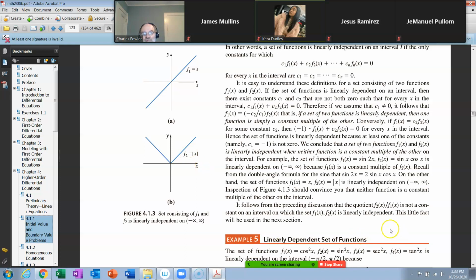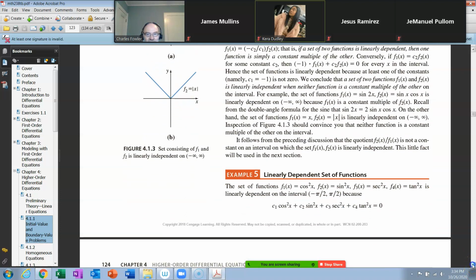Because the quotient of F2 divided by F1 is -x over x for x less than 0, and x over x for x greater than 0. So the ratio would be -1 or +1, could never be both. Now this is a lot of blah, blah, blah. Let's move on to example 5.